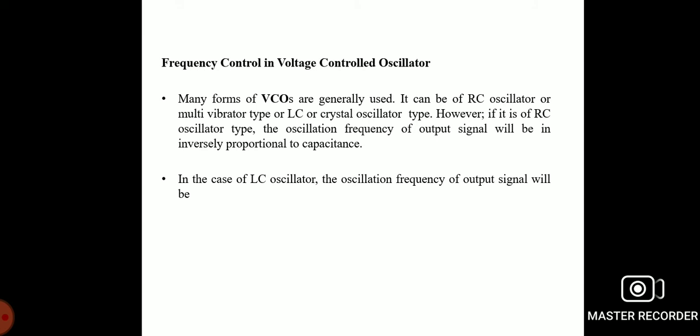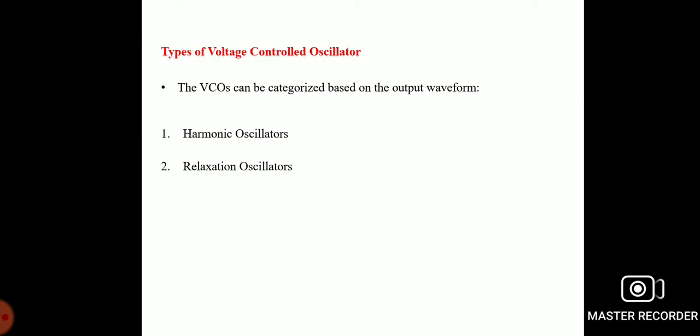For frequency control in the VCO, many forms of VCO are generally used. It can be an RC oscillator or multivibrator type, or LC or crystal oscillator type. However, if it is an RC oscillator type, the oscillation frequency of the output signal will be inversely proportional to the capacitance. In the case of the LC oscillator, the oscillation frequency of the output signal will be low or high. Depending upon the oscillation, there are two categories, harmonic and relaxation oscillator.